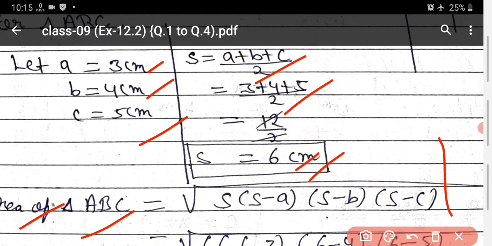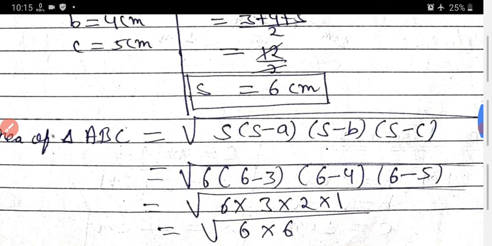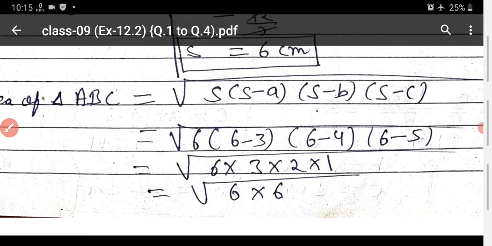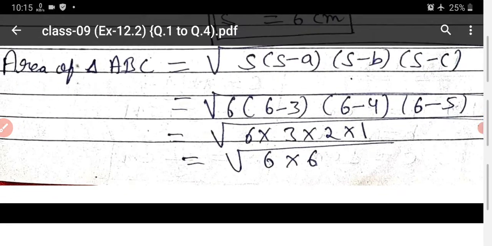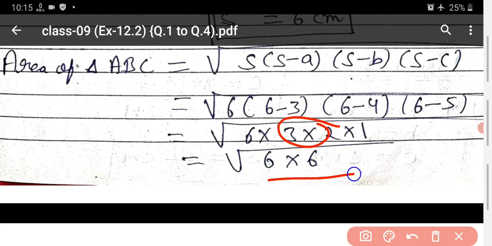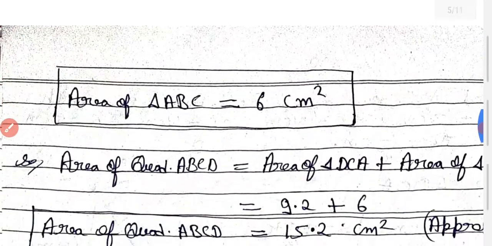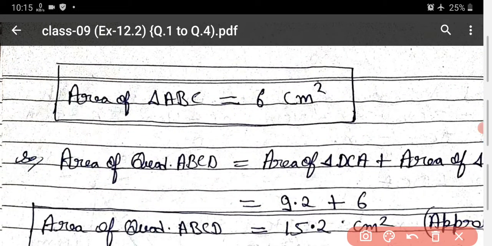Now area of the triangle ABC is equal to under root s, s minus a, s minus b, s minus c. Just put the values in the formula. In place of s put 6, in place of a put 3, b 4, and c 5. When you solve, you will get 3, 6 minus 3 is 3, 6 minus 4 is 2, and 6 minus 5 is 1. Now just do the factors. 3 times 2 is 6, then 6 into 6, and 1 is useless. So what will you get here? Only 6 centimeter square.